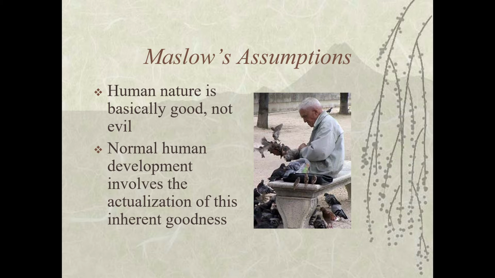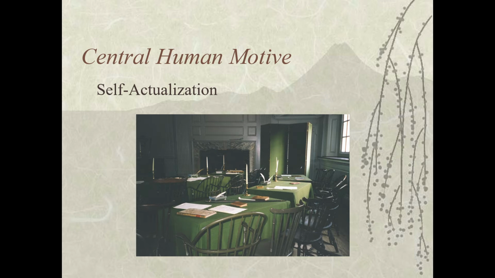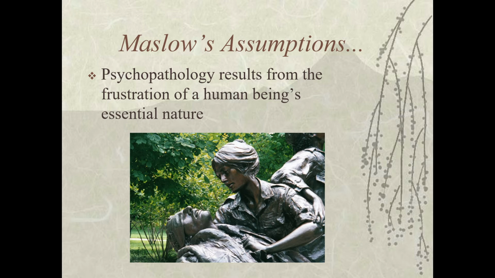So Maslow made his assumptions based on the fact that human nature is basically good, as I said earlier, and not evil. He also believed that normal human development involves the actualization of this inherent goodness that can be found in every man. And so the culmination of his theory is that everybody is trying to achieve a state of self-actualization. And so Maslow's assumptions are that psychopathology results from frustration of human beings' essential nature. So most times it's not because we want to do something, but it's just we are frustrated, and that's where the negatives of human behavior come from.